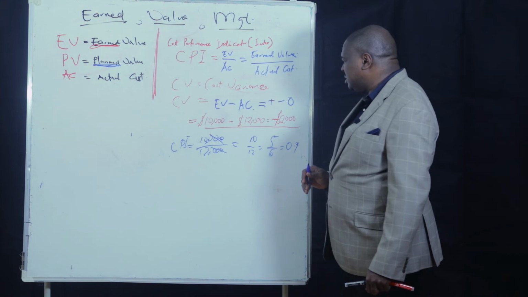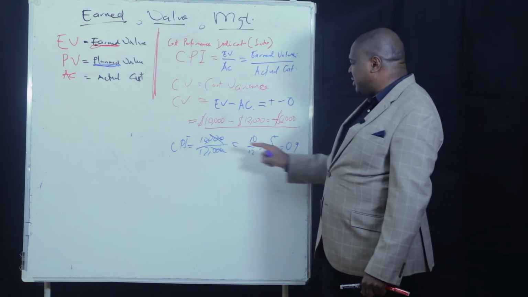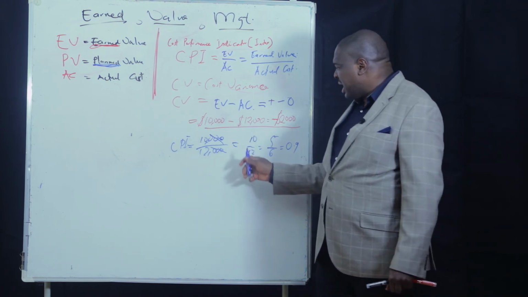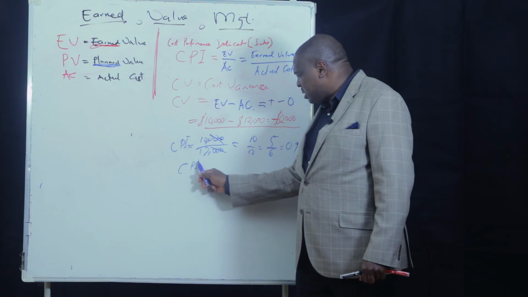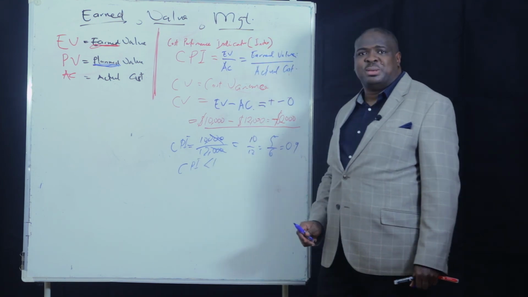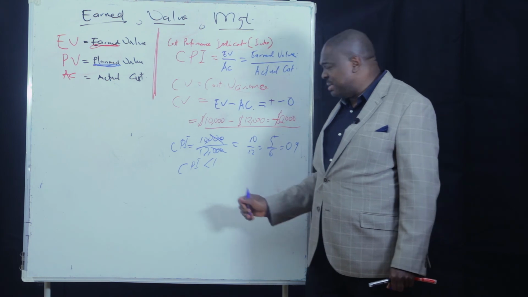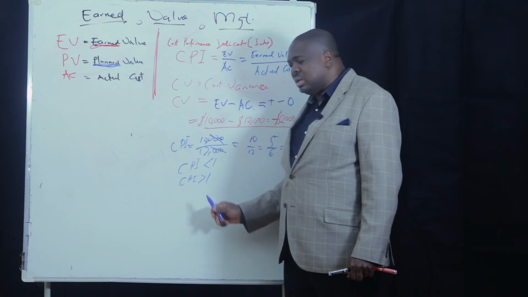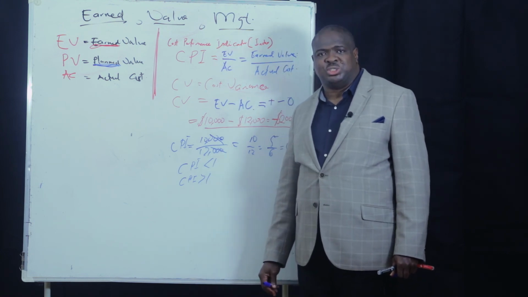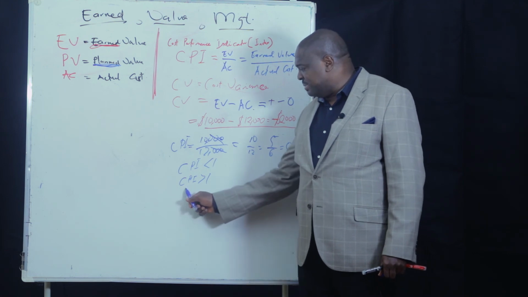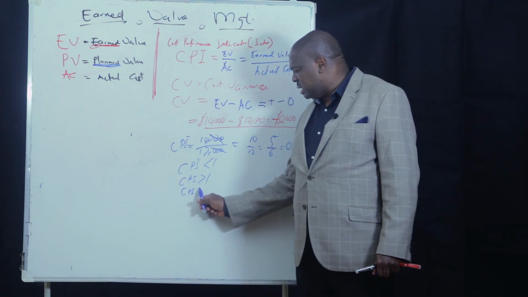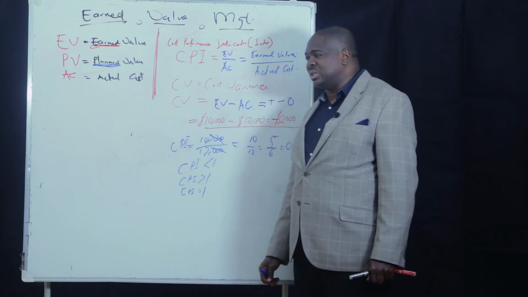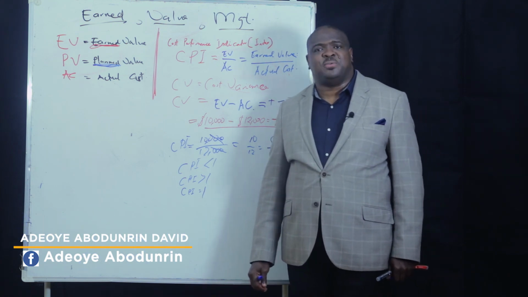The meaning of this is that I have a cost performance indicator of 0.9. This is the implication of this. Anytime CPI is less than 1, it means I'm going to finish over budget. Anytime CPI is greater than 1, it means I'm going to finish under budget or with some savings. Anytime CPI is equal to 1, it means I'm going to finish right on the budget. These are the first two formulas that we're going to treat under earned value management.